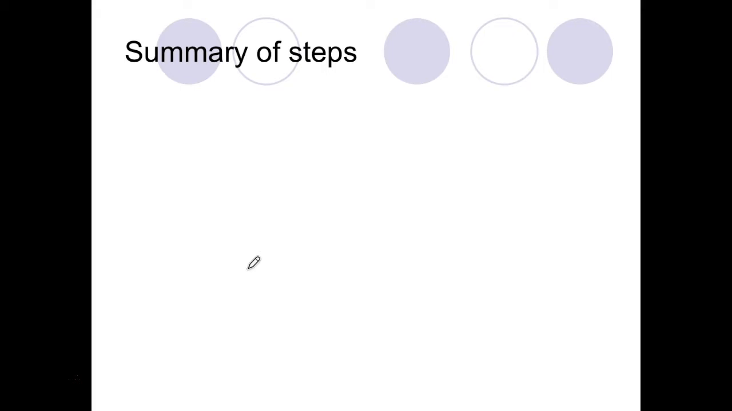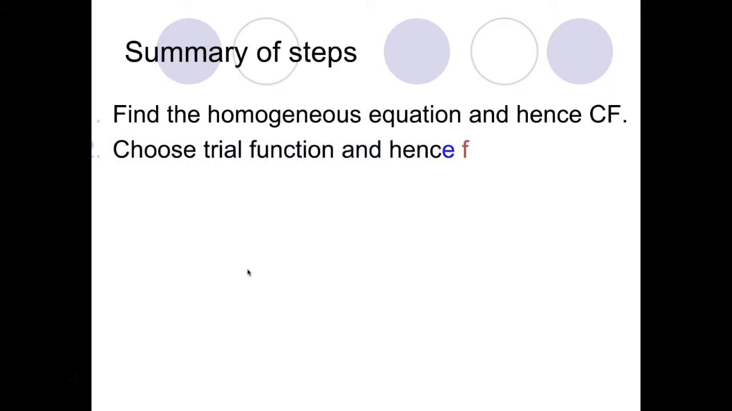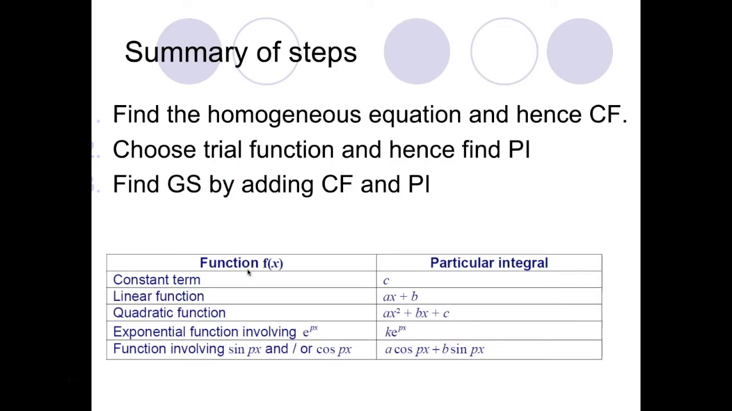Let's look at the steps again. Find the homogeneous equation and hence the complementary function. Choose a trial function and hence find the particular integral. Then find the general solution by adding the complementary function and the particular integral. Here you recall from the previous video that these are the steps we use to find particular integrals.